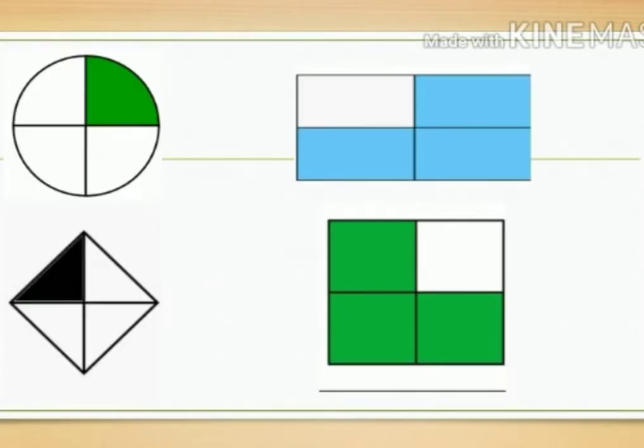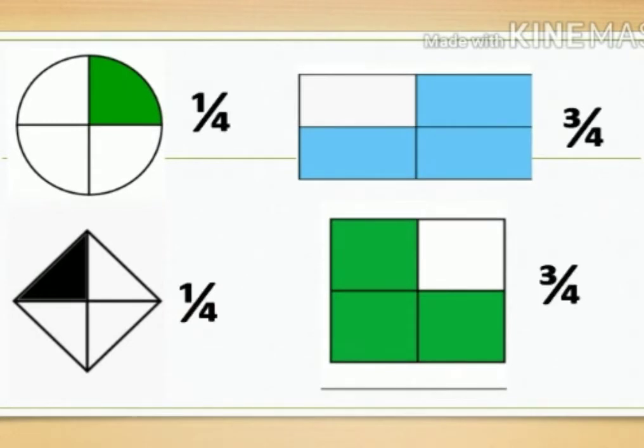We have different shapes here. Now, if I tell you to represent the colored part or portion using fractions, how will you represent them? If I look at the first shape, it has been divided into 4 equal parts, and out of 4 equal parts, one part is colored. So I can represent it as 1 upon 4 using fractions.